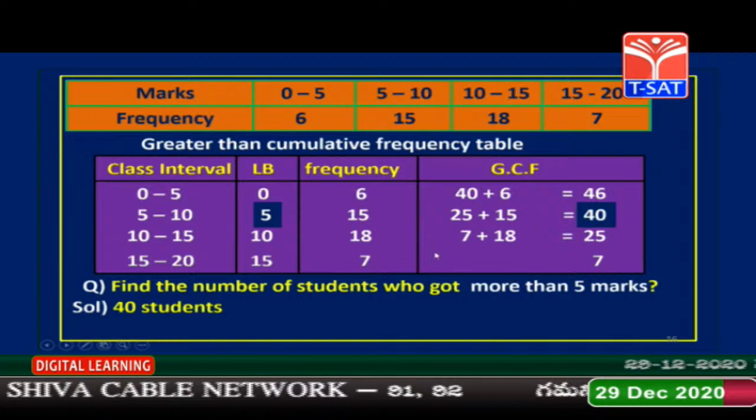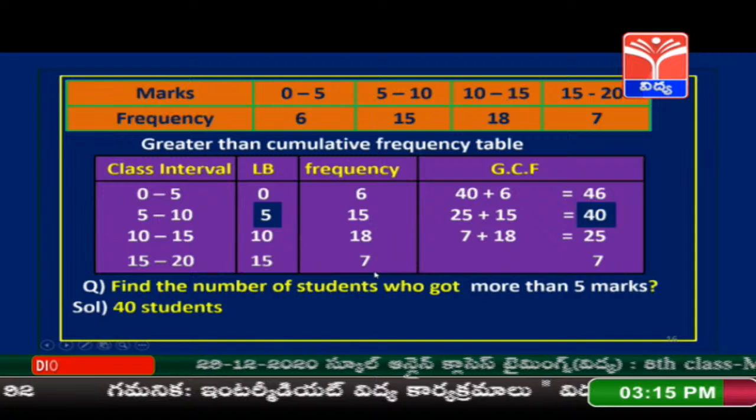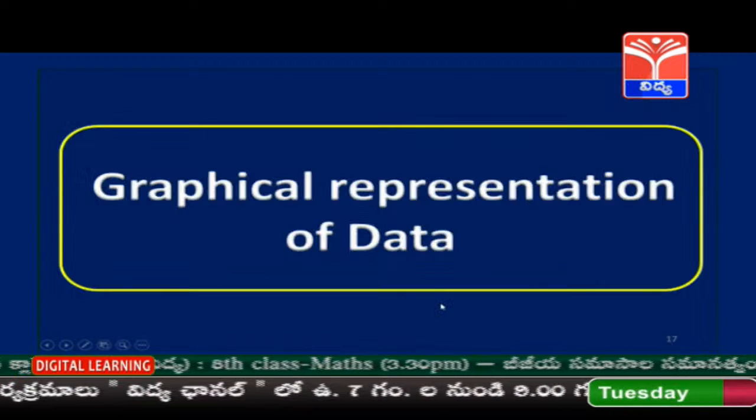So children, using this LCF and GCF, we can find the number of students who will get less than or more than a given mark. Now let us understand graphical representation of data.